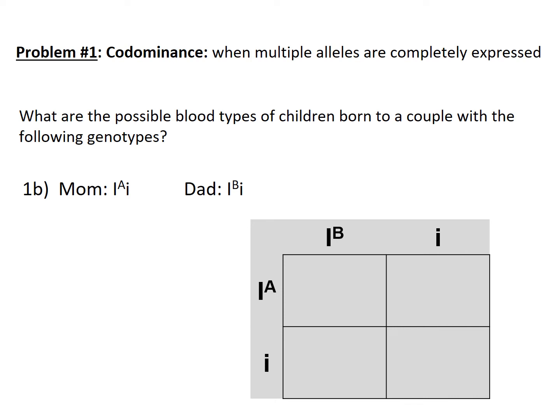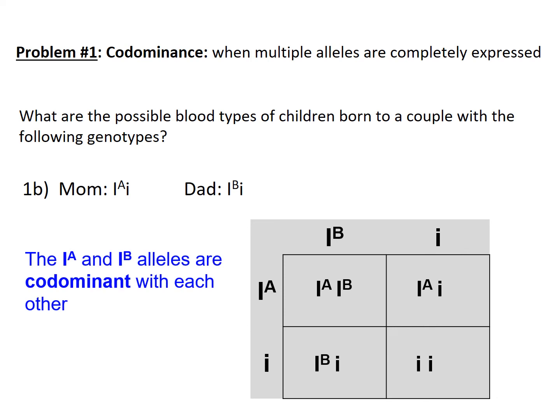Similar thing is going on with dad, where half of his sperm have the dominant B version of the gene and the other half of his sperm have the little i recessive version of the gene. So if we're thinking about all the potential genetic diversity that might be found in this couple's children if they had a bunch of kids, here is our Punnett square tool that tells us about the genetic diversity of all of their children.